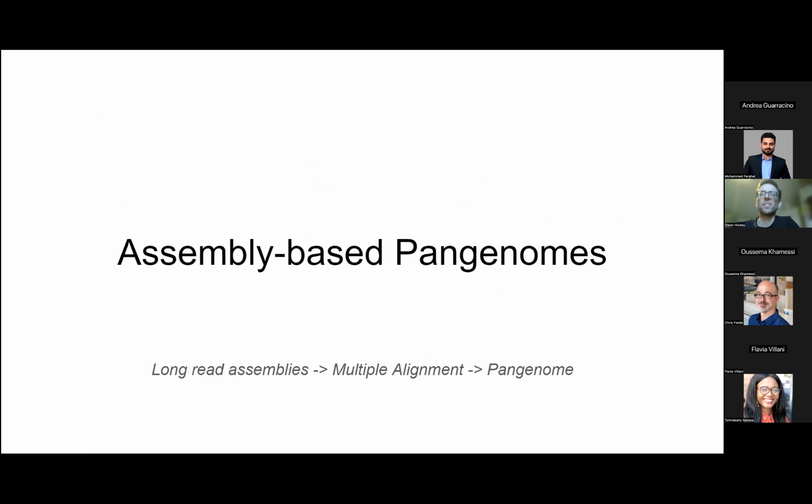So this moves on to the next paradigm that's just starting now, which is to skip the variant calls mapped to the reference. Now that we have long reads and great assemblies, we can make a pangenome directly by aligning them. Next slide.